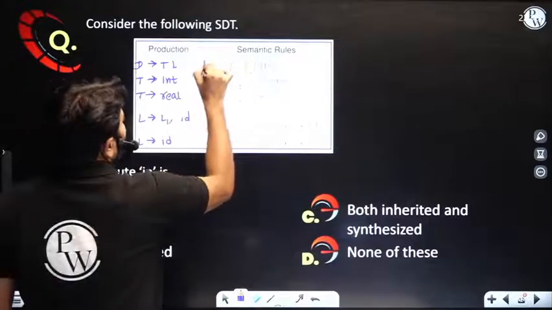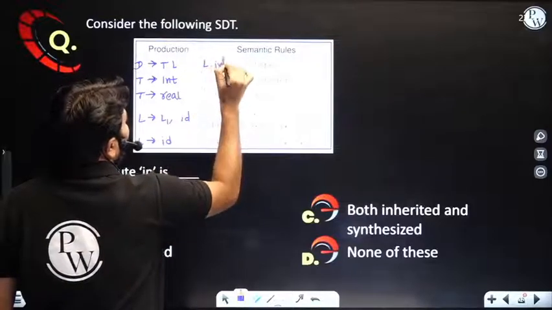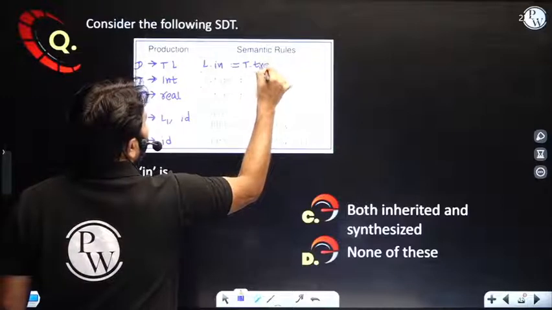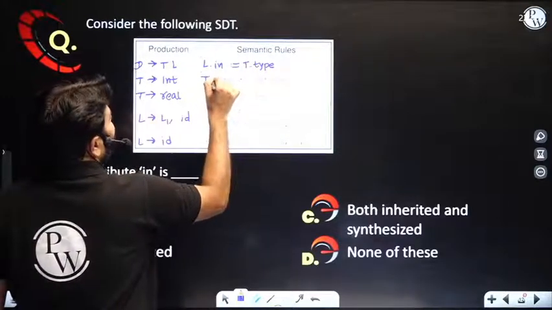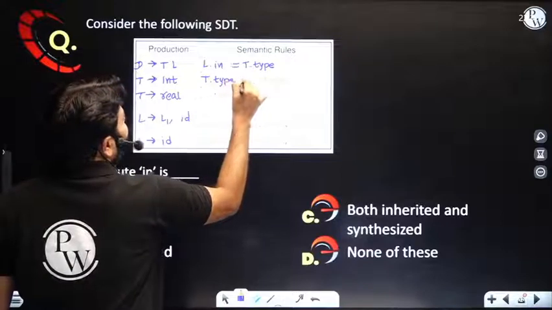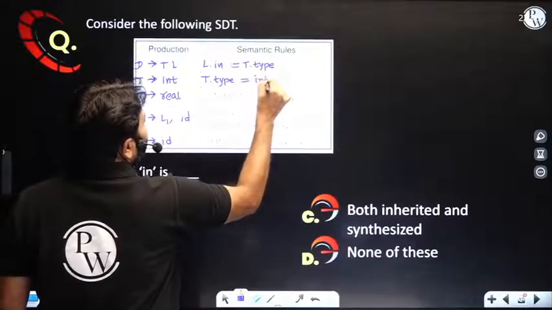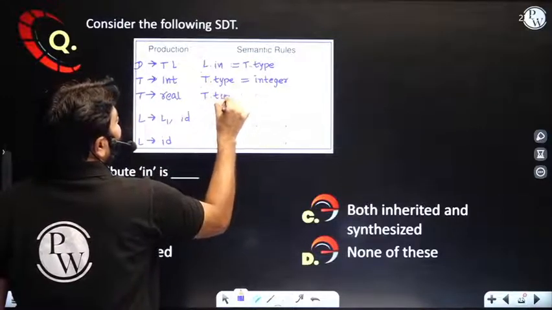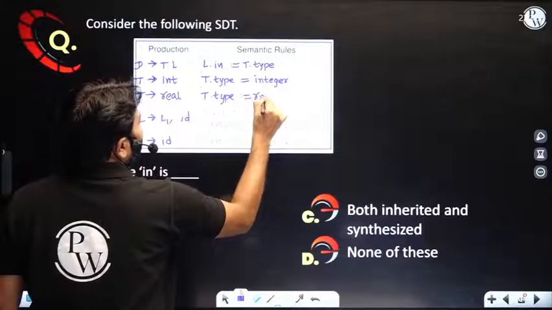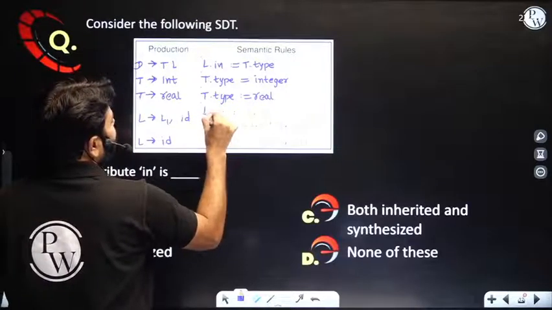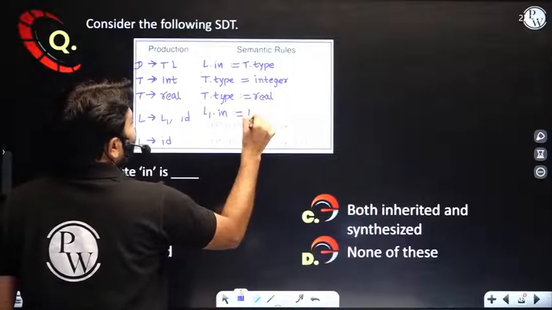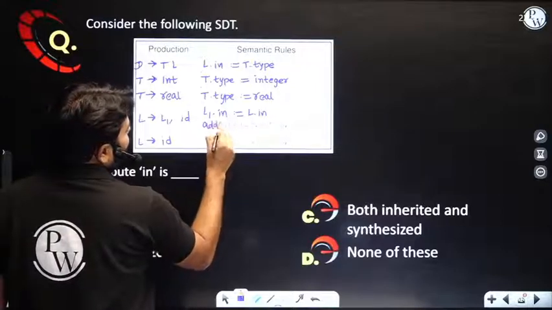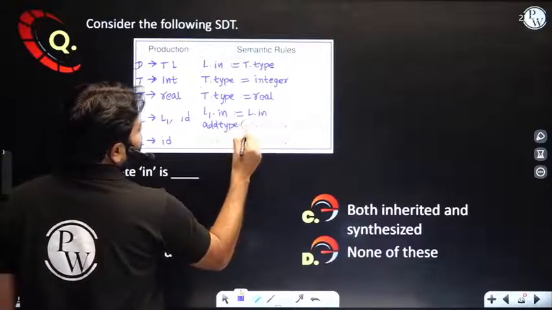Let me help you to understand them. L dot in is equal to T dot type. Next one is T dot type is equal to integer. And T dot type is equal to real. L1 dot in is equal to L dot in. See, another one is just a function. Don't worry. Add type is a function name which does something.